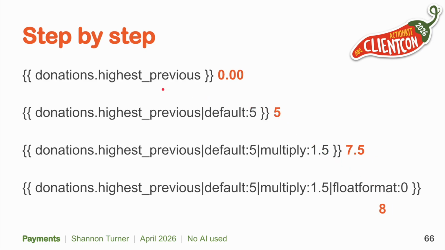And I want to point out why it's so important to use the default filter. In this example, this user doesn't have a highest previous donation. They've never given before, and so that is 0. But there's no problem because we have a default of 5. Then we go through the exact same steps as we saw on the previous slide, and we end up with 8 as our suggestion. If we didn't have the default, that would be a problem because we'd be asking for $0, because 0 times any other number is going to be 0.